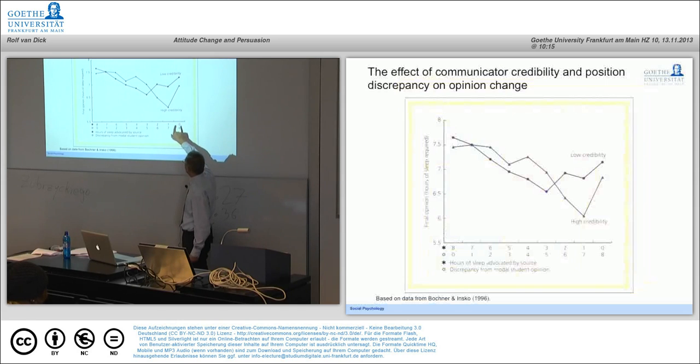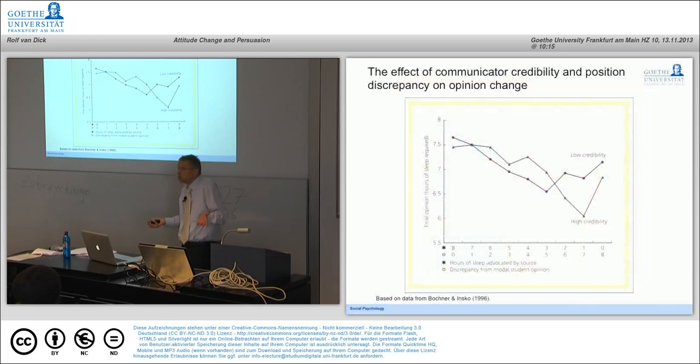So when the communicator communicated we would need no sleep at all, then this would deviate by 8 hours from the average opinion of the students. If the expert would say you only need 5 hours of sleep, we would have a discrepancy of only 3 hours, and so on and so forth. Now, the interesting thing was that there were two different communicators. In one communication, this person was of low credibility, the red line. This was a YMCA instructor.